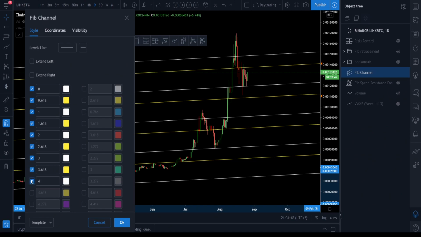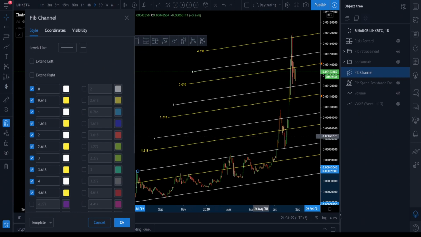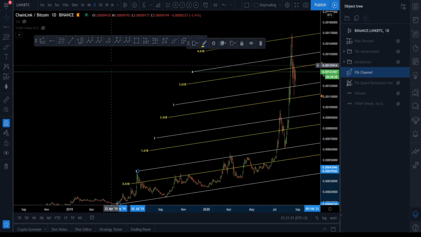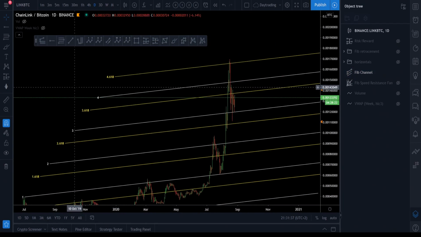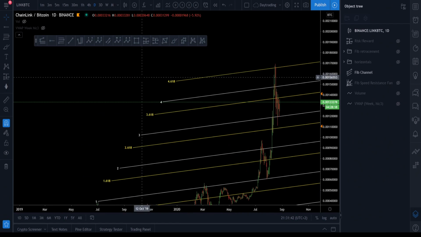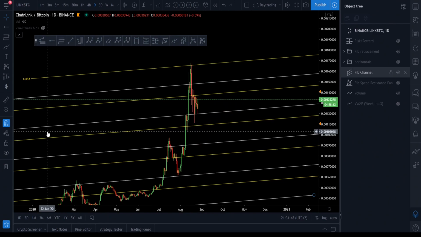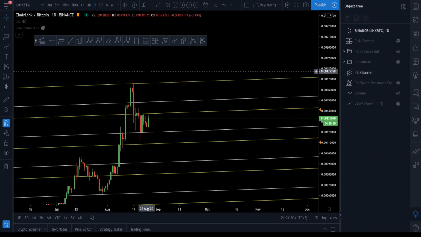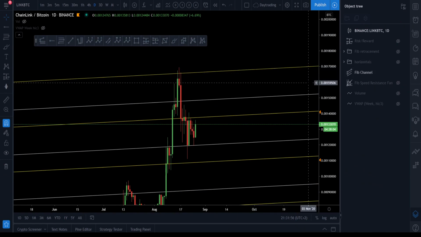And then we have the 4, right? Again, a reaction, right? Consolidation underneath, broke through it. And then we have the 4.618. Almost exactly the top of the recent move. How insane is that? This is crazy. Mind-blowing, really. I don't know what you guys think, but I think this is amazing. One channel. It gave you all the levels. Absolutely crazy.